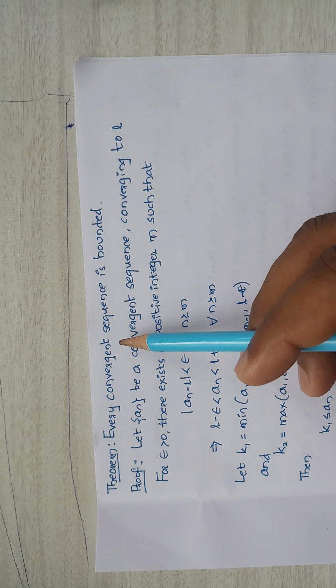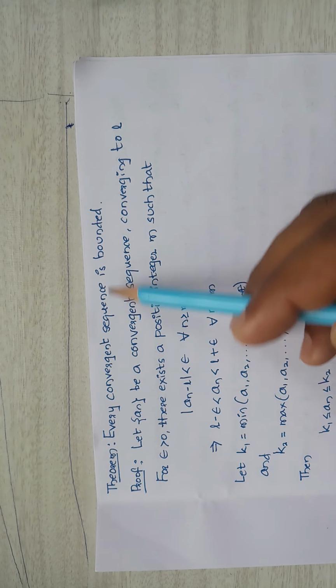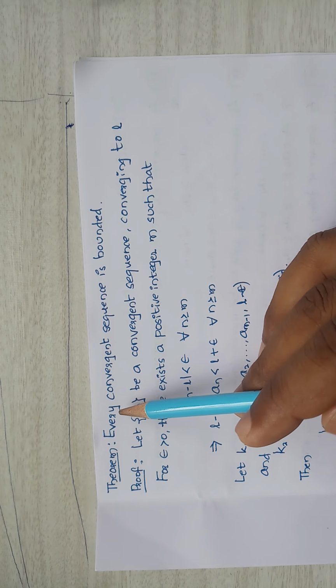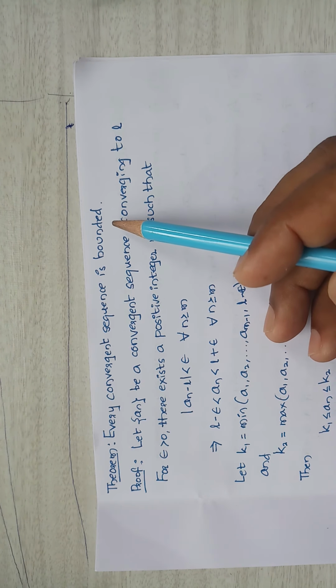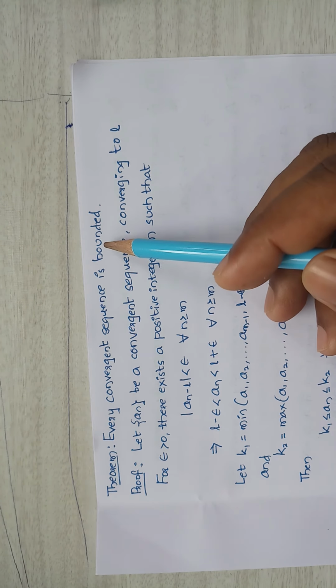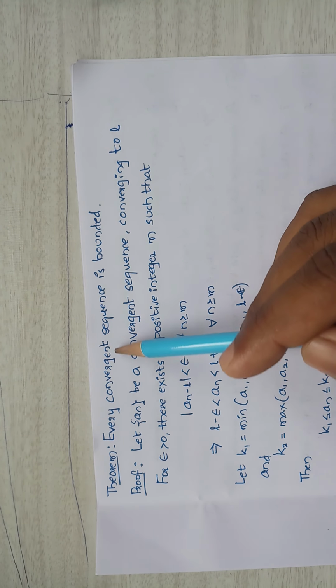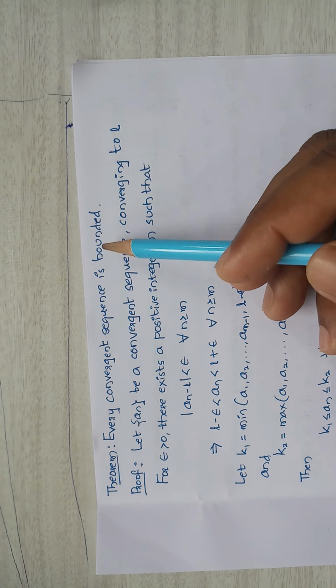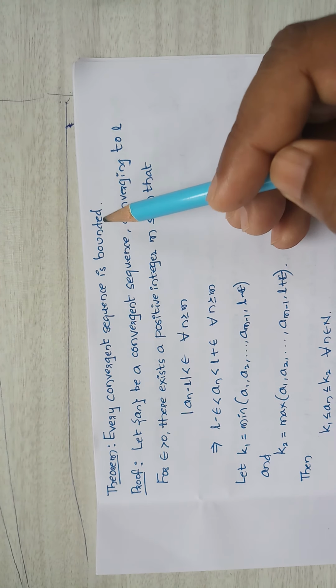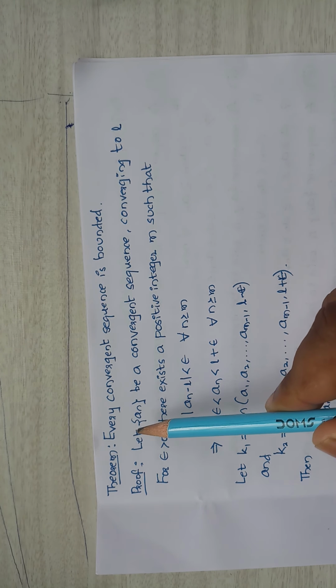So, we are using that definition to prove our theorem. So, what is the theorem statement? The theorem statement says every convergent sequence is bounded. So, we have to use the convergent sequence definition to prove that it is bounded. Okay, so here we are using the definition of convergent sequence.